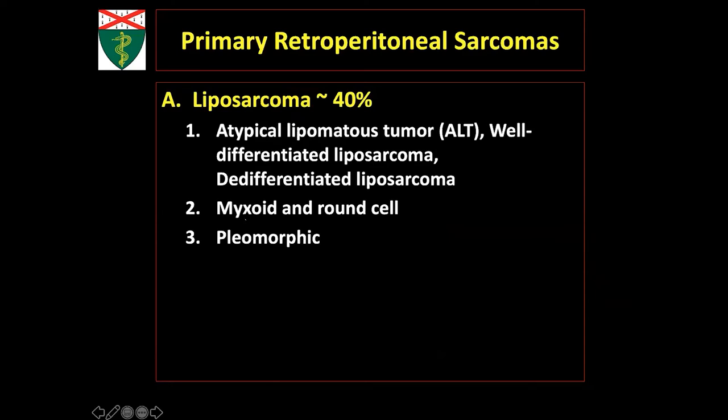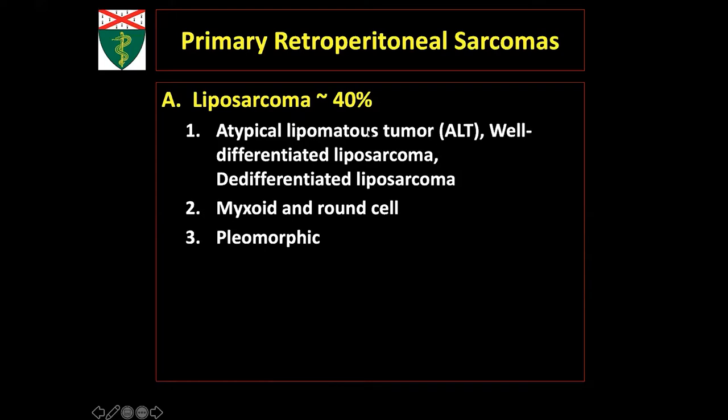To be honest, I don't typically like committing these things to memory, but the only times I do commit it to memory is because if there are some imaging findings of them or some clinical significance. So within liposarcoma, you have different groups. The first group consists of an atypical lipomatous tumor, ALT, well-differentiated liposarcoma, and dedifferentiated liposarcoma. The second group often includes myxoid and round cell tumors, while the third is pleomorphic. And so one thing you need to know is as you go from 1 to 3, the prognosis gets worse.